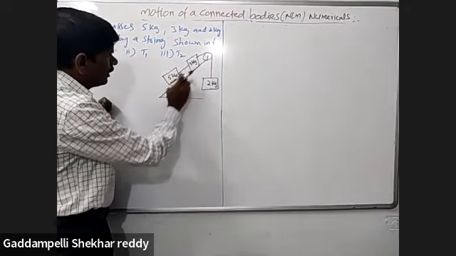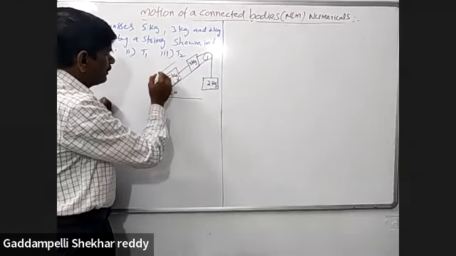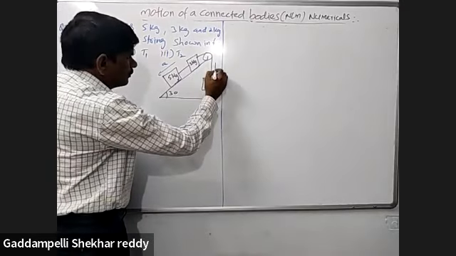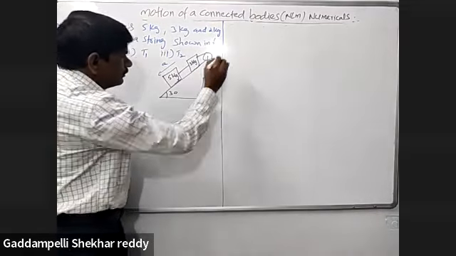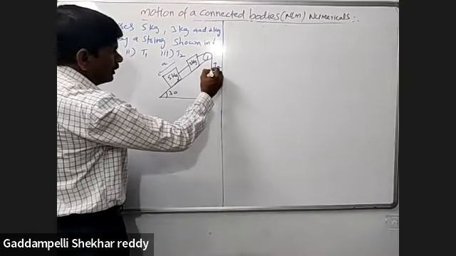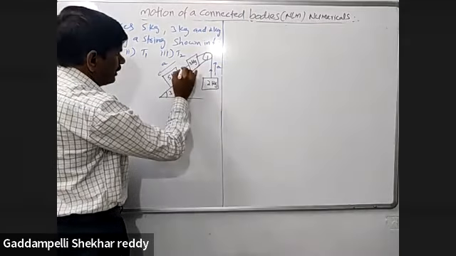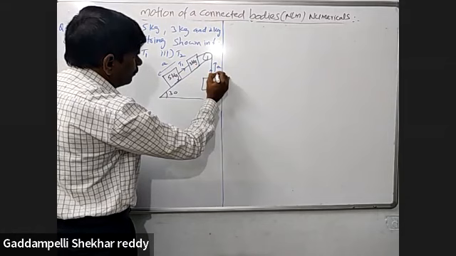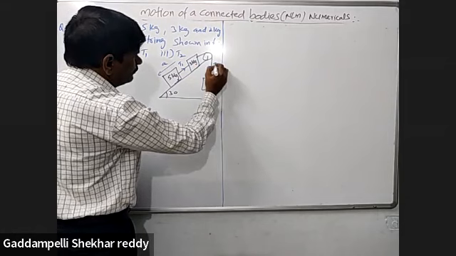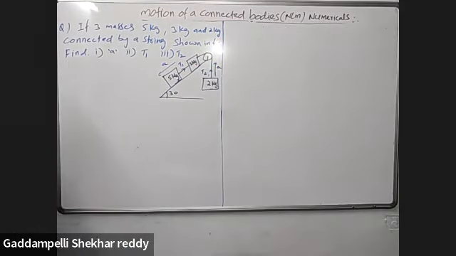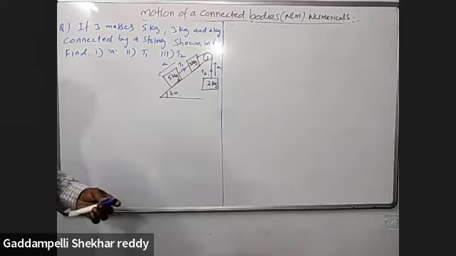So here on the inclined plane, two masses are there. The acceleration is along the inclined plane in the downward direction. So here the acceleration of the hanging mass is in the upward direction. Here let me take tension T1 downward, and T2 upward. So same thing, we will draw the free body diagrams.